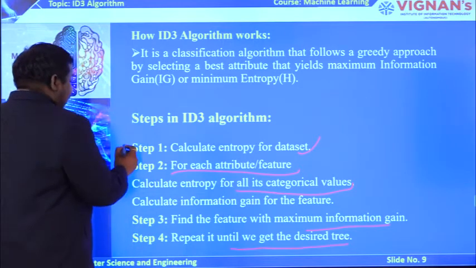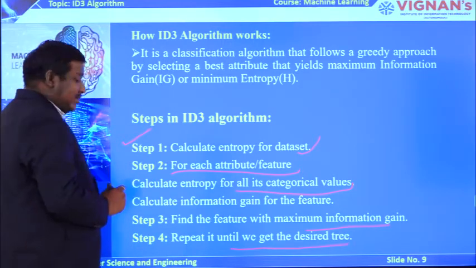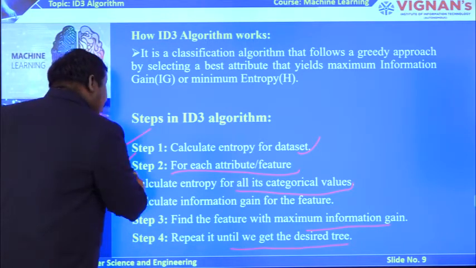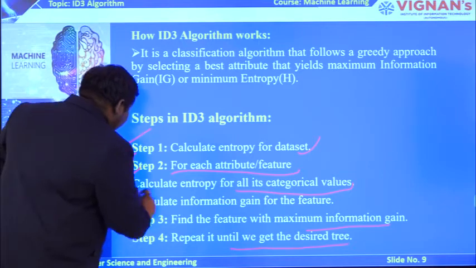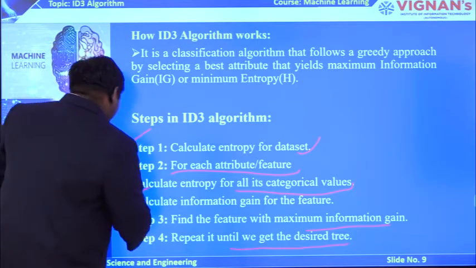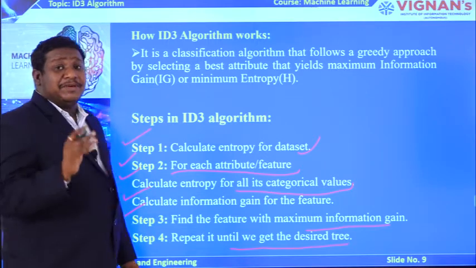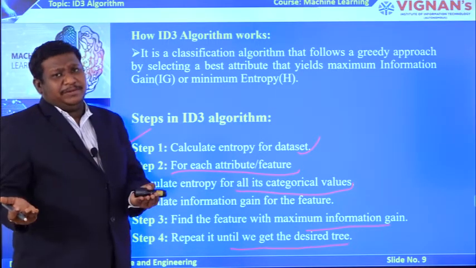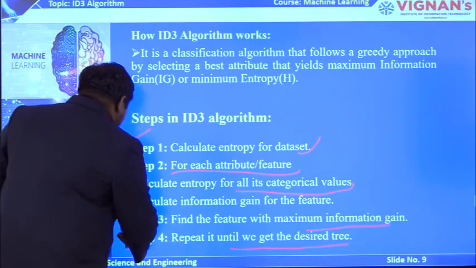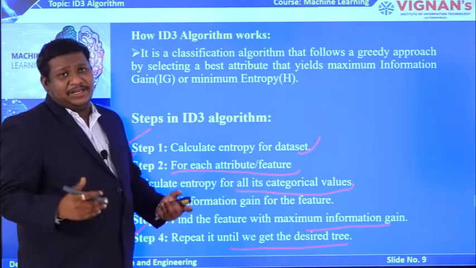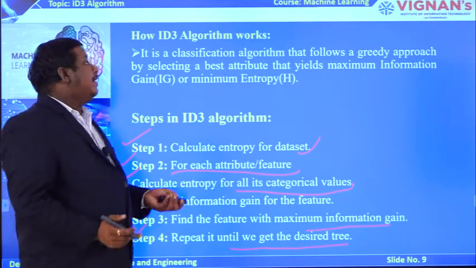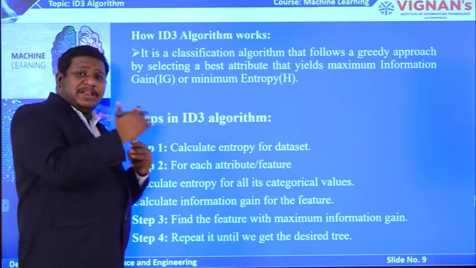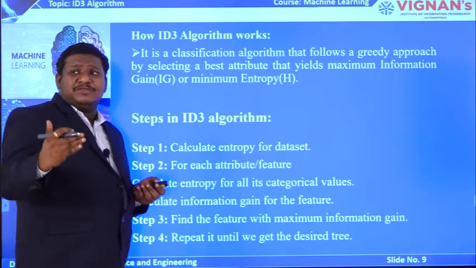At the first step we are calculating the entropy for the data set. Second, for each attribute or feature, calculate the entropy from its categorical values, calculate the information gain for the feature, and find the feature which has the highest information gain, or the minimum entropy value. Then repeat the steps until it gets the desired tree. So that is this ID3 algorithm, how it works in a simple process, and this will be repeated for each and every step until it reaches the final level.